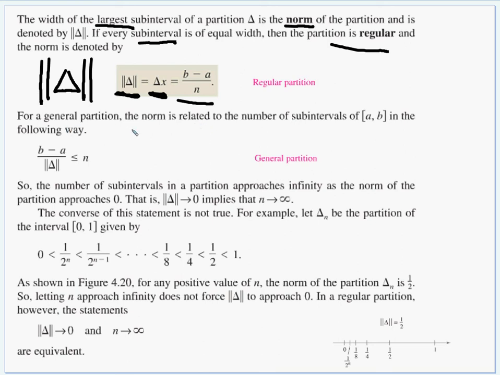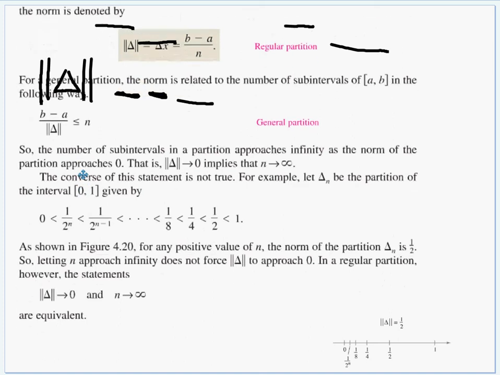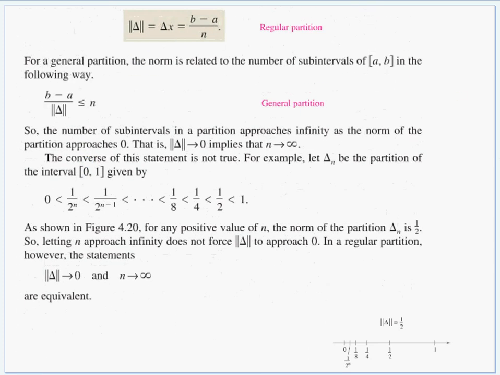For a general partition, the norm is related to the number of subintervals from a to b in the following way. We would subtract b minus a up top, and that would be divided by the norm. That's always going to be less than or equal to n in our general partition. So the number of subintervals in a partition approaches infinity as the norm approaches 0. That is, and this is pretty important, the norm approaching 0 implies that n is heading to infinity.